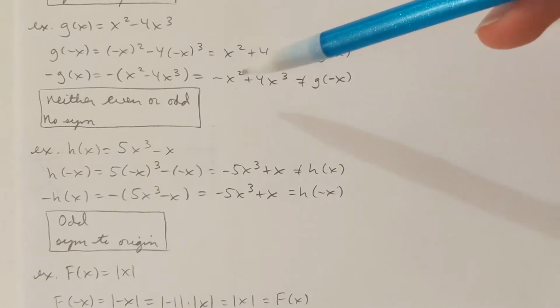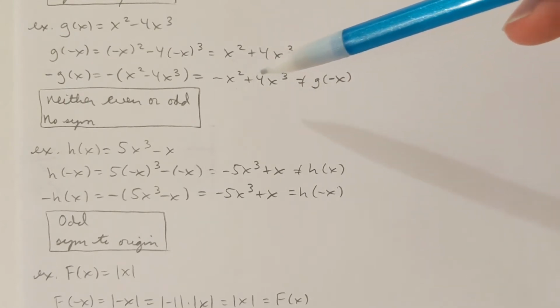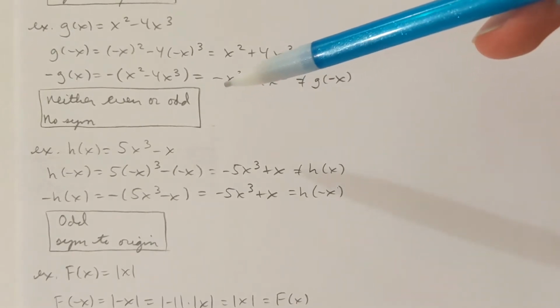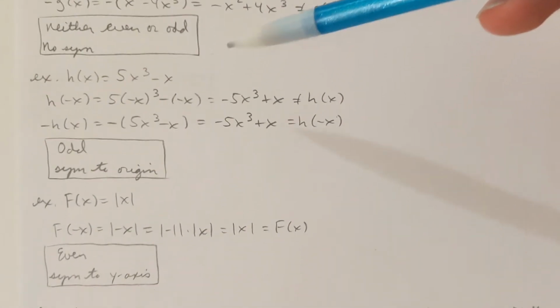I was looking at the wrong expression there: x squared and negative x squared. So this is neither even nor odd. There's no symmetry on something that's neither even nor odd.